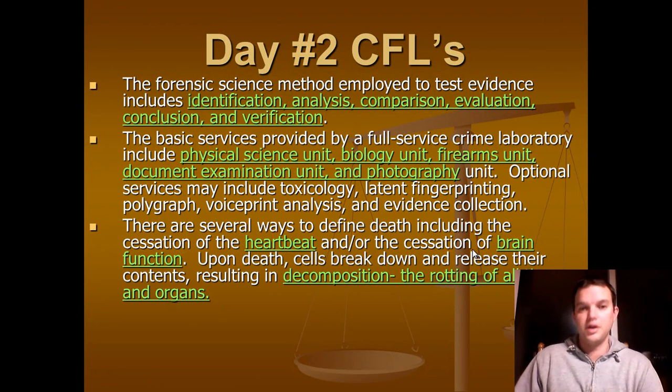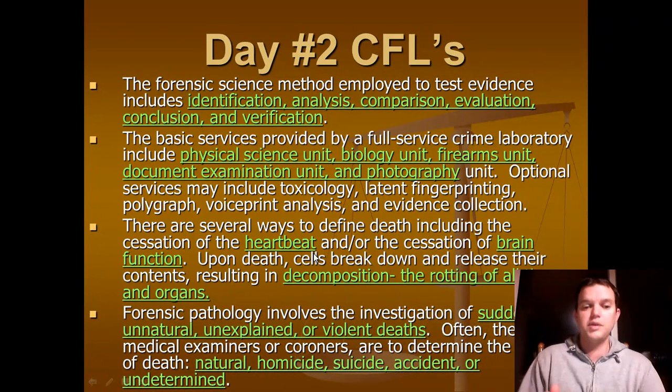There's the stopping of the heart, and there's the stopping of the brain. And regardless of which one occurs, decomposition starts immediately following the death of the individual. And then we talked about the fact that forensic pathology is nothing more than the study of sudden, unnatural, unexplained, or violent deaths. And we said that there's five different things that could show up on a death certificate. Death is being ruled natural, a homicide, a suicide, an accident, or it can be undetermined.